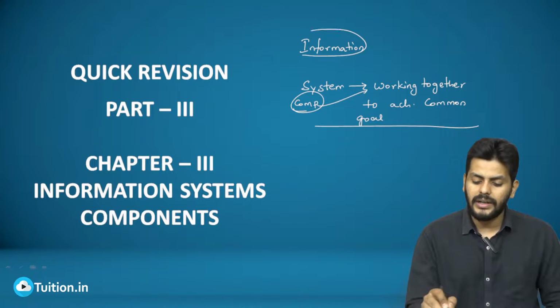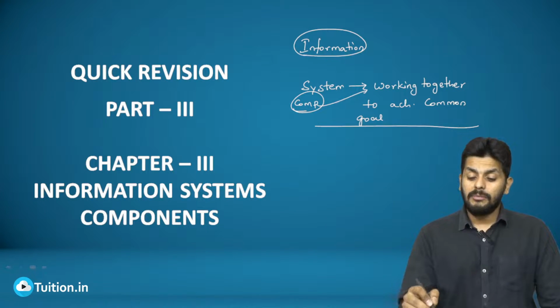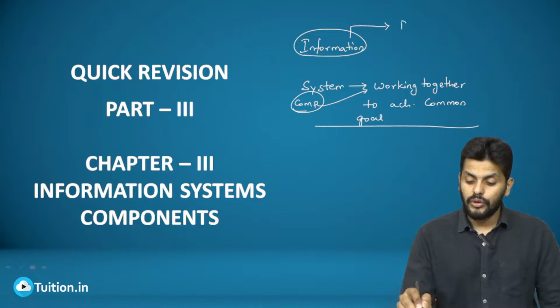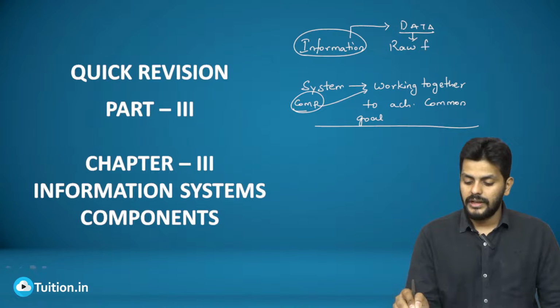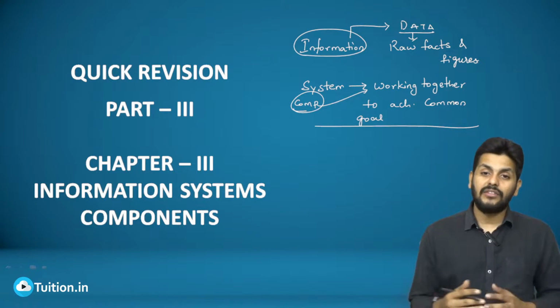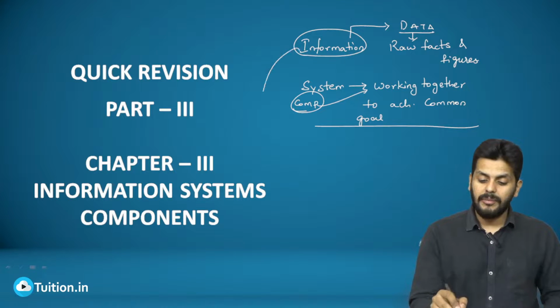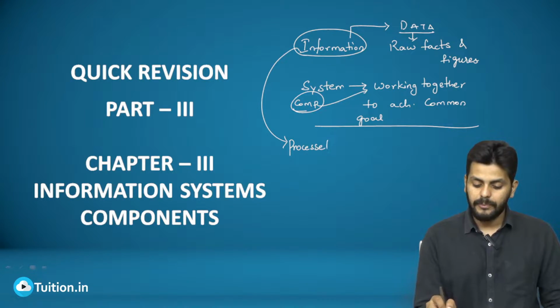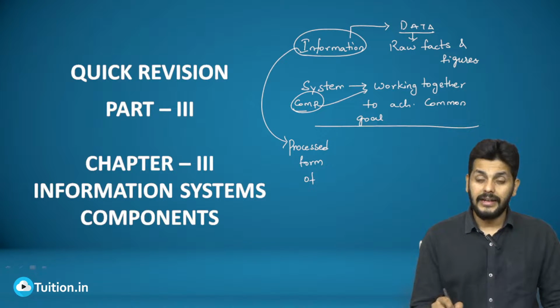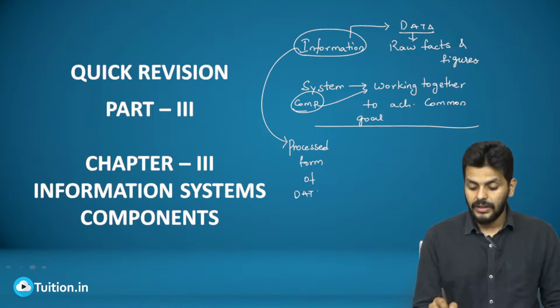Now let's come to this word information. Before talking about this word information, I hope you know what you mean by the word data. Data is about raw facts and figures. Data is just raw facts and figures. So if data is just raw facts and figures, then what is information? It is nothing but a processed form of data. That's what is called information.